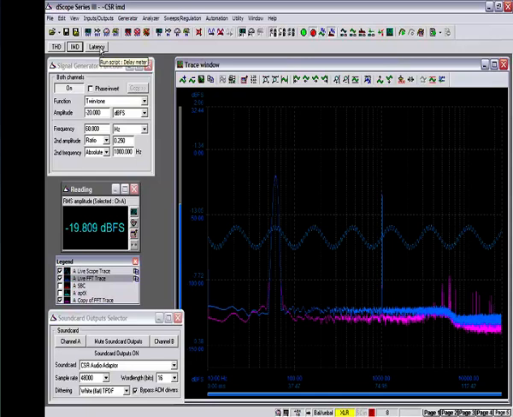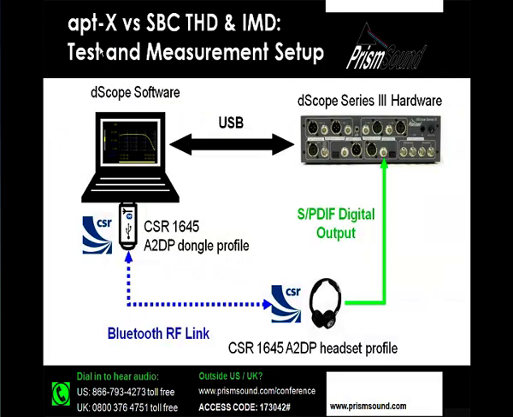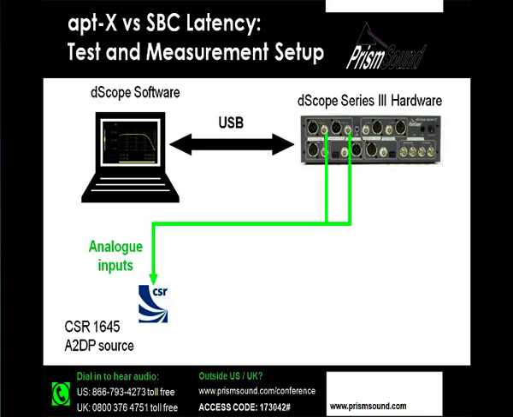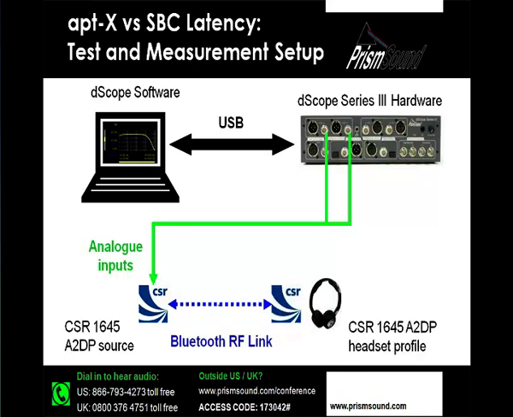The next test I'm going to do, if we go back to the presentation, is going to be a latency measurement. Again, we're using the Dscope 3, but this time we're using another set of boards I've got wired up using the analog outputs. This helps show the fact we've got multi-mode testing here, and also means that I don't have to change lots of inputs all the time. So we've got a 1645 board with the analog input, which is then Bluetooth linked across to another 1645, and we're taking the analog output of that into the Dscope Series 3.